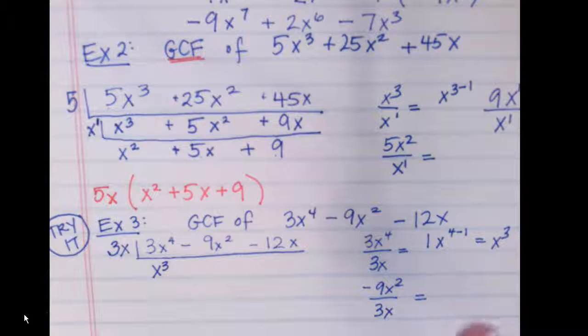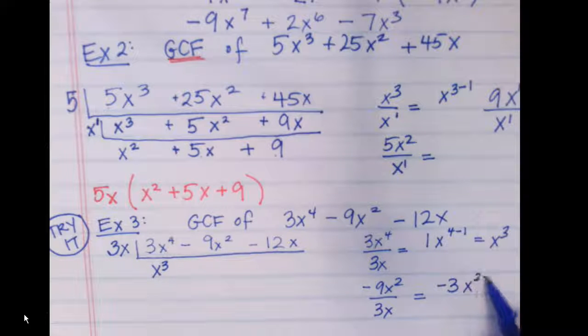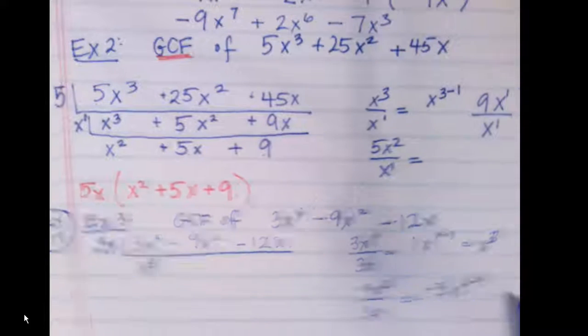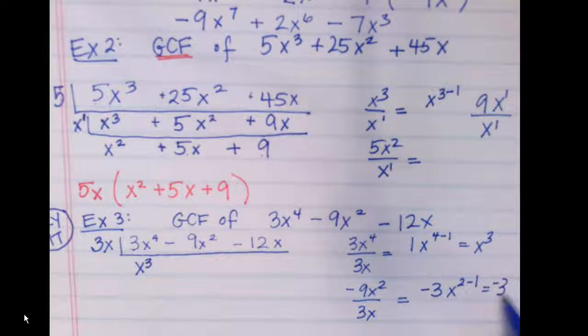So I do negative 9 divided by 3 is negative 3. X squared divided by x, I'm going to use the subtraction principle. So my final answer for that one is negative 3. 2 minus 1 is 1.